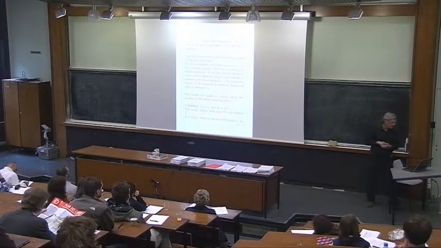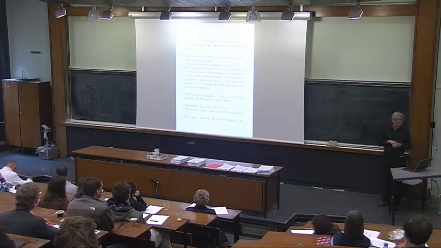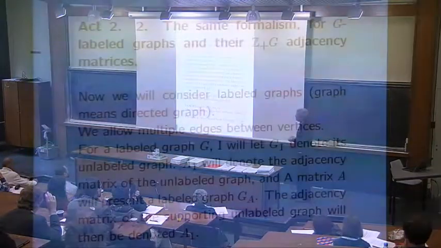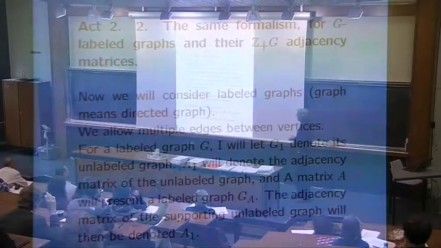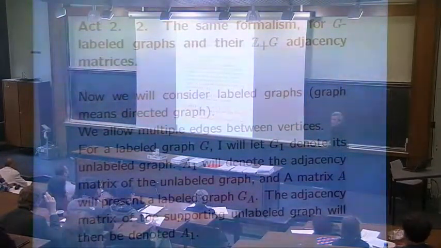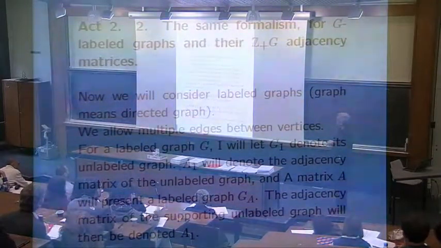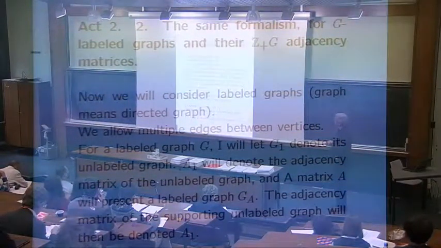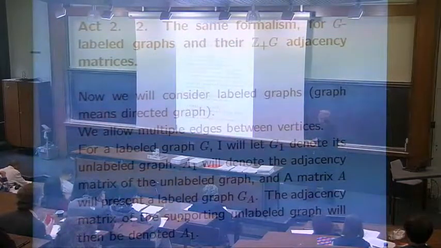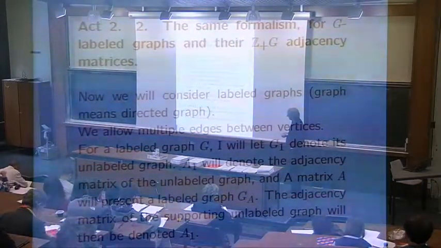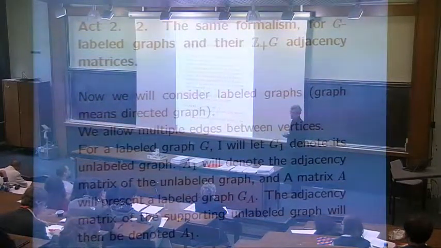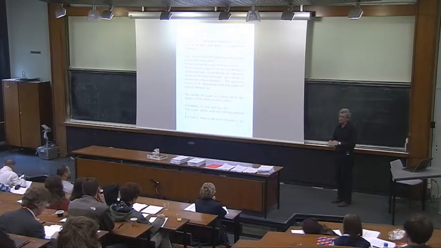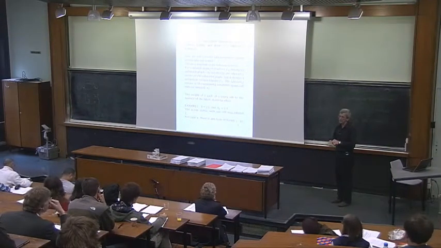Now let's go on to see that the same formalism works just as well for graphs labeled by, let's just say for the moment, labels from G, and their adjacency matrices viewed as elements over Z plus G. We'll see what these things are. Again, we're allowing multiple edges between vertices. Last week in lecture 2, I considered label graphs. There were no multiple edges. We didn't need them then. Now we do.